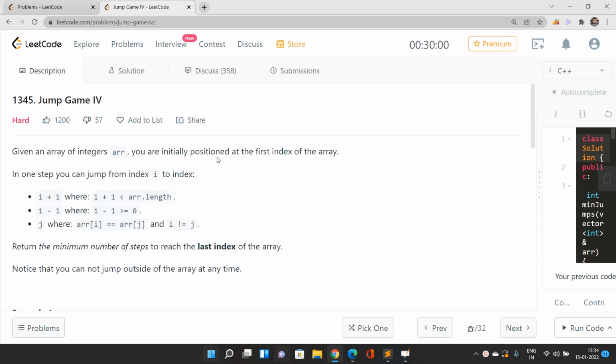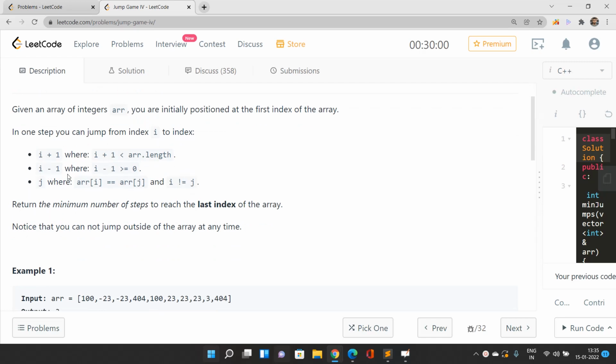Okay, so today we'll be discussing this fourth problem of the series of problems Jump Game. Okay, so this was quite interesting. You can see it is the hard one, and I usually like hard problems. So, given an array of integers arr, you are initially positioned at the first index of the array. In one step we can jump from index i, that is the current position, to the following positions. You can move to the next position, that is, if you are at index i, you can go to index i plus 1, provided i plus 1 is within the bounds of the array.